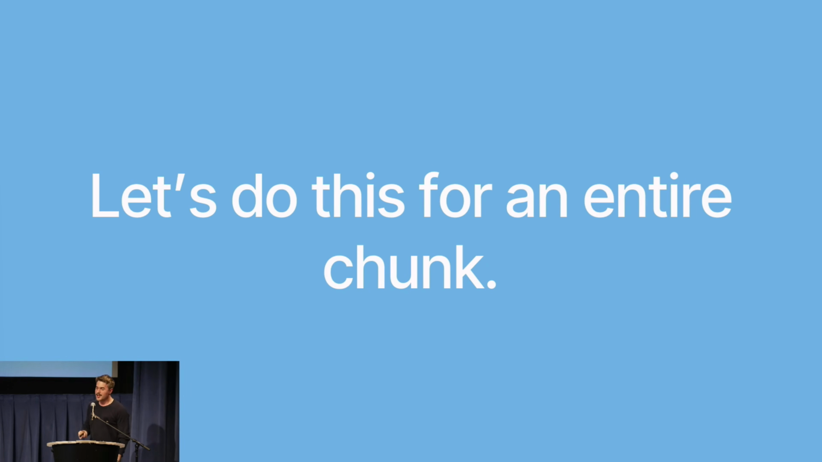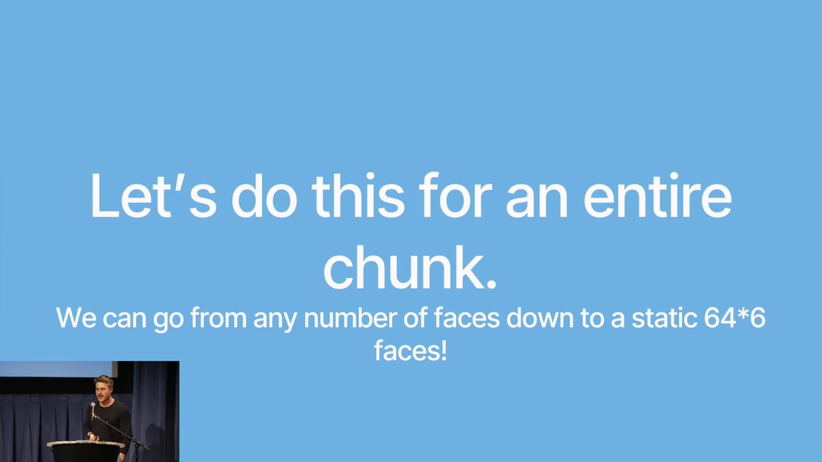Let's do this for an entire chunk, our entire 64 cube chunk. We can go from any number of binarily meshed, greedy meshed faces down to a static 64 times 6 faces. And we need that times 6 because we have positive and negative directions in every single axis, x, y, and z. So we have positive x, negative x, etc. But yeah, we went from any number of faces down to 64 times 6. That's nothing, right? That's literally nothing, basically.